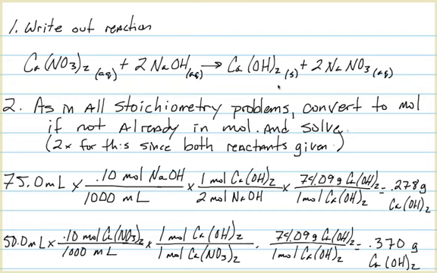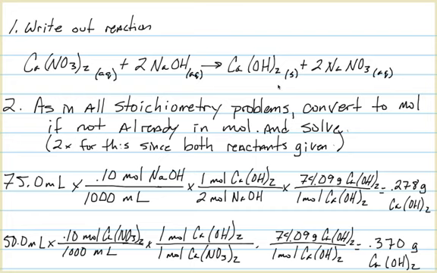Now the reason why we did both of these is because we have information about both reactants. In this case, we have the possibility of making 0.370 grams of calcium hydroxide from the 50 milliliters of calcium nitrate. We have the possibility of making 0.278 grams from the 75 milliliters of sodium hydroxide. But even though we have more sodium hydroxide, that is actually going to make less calcium hydroxide than the calcium nitrate. If you remember from first semester, this is a limiting and an excess situation.